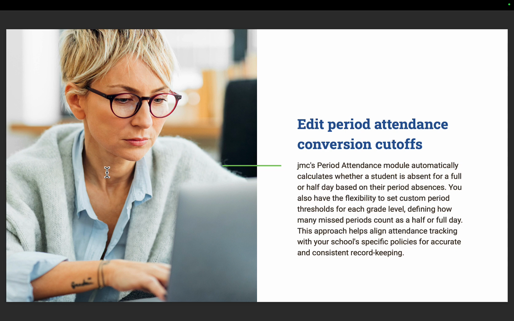JMC's period attendance module automatically calculates whether a student is absent for a full or half day based on their period absences. You also have the flexibility to set custom period thresholds for each grade level, defining how many missed periods count as a half or full day. This approach helps align attendance tracking with your school's specific policies for accurate and consistent record keeping.